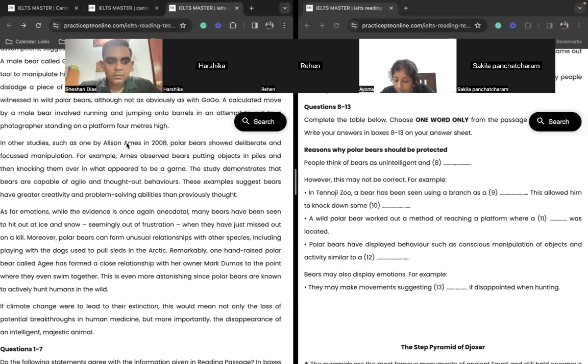In other studies, such as the one by Allison Ames in 2008, polar bears showed deliberate and focused manipulation. For example, Ames observed bears putting objects in piles and then knocking them over in what appeared to be a game, right? So what have they said? Polar bears have displayed behavior such as conscious manipulation of objects and activities similar to a game, right?